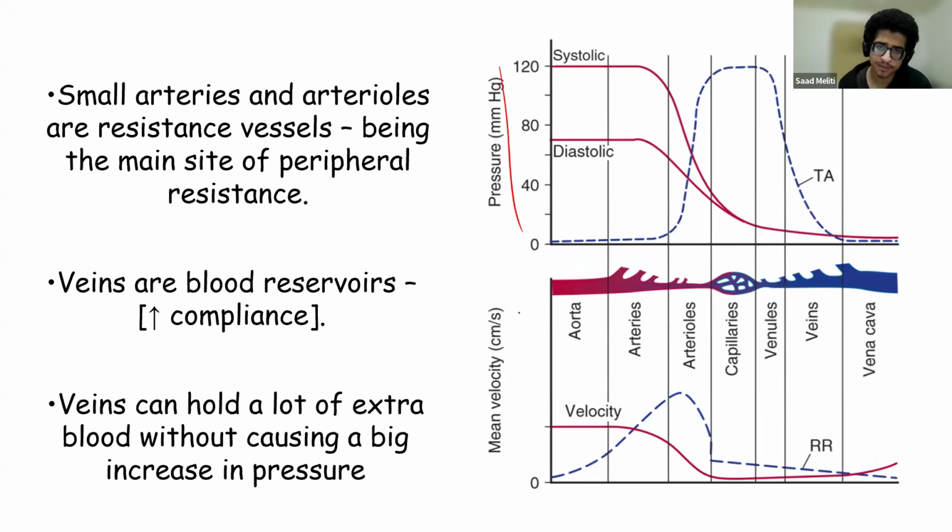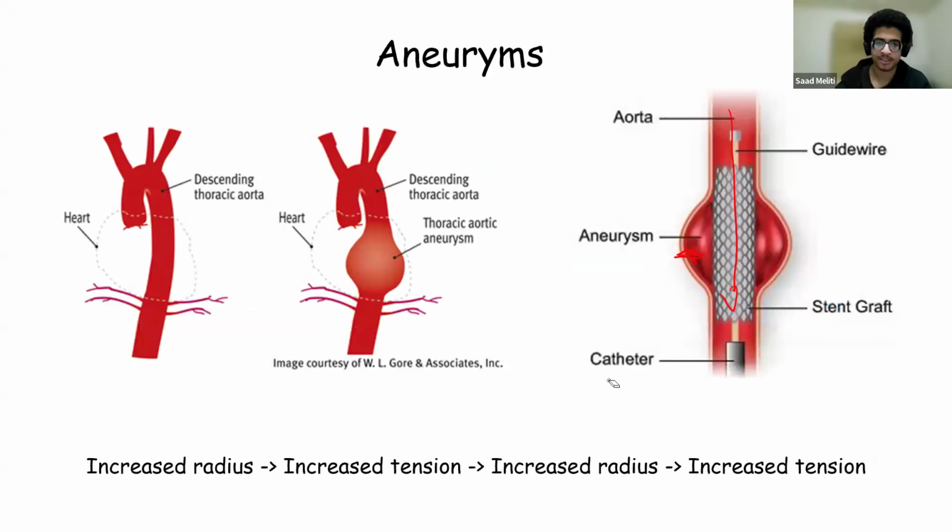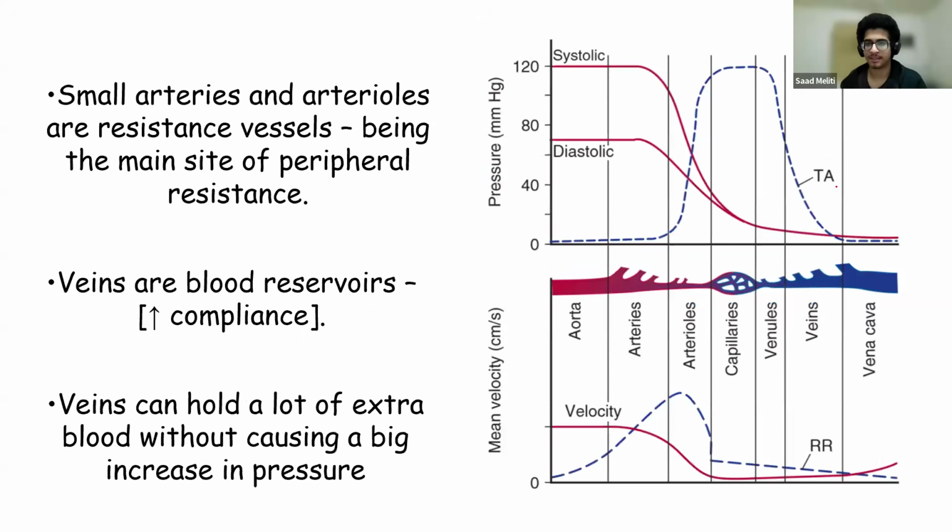Now here, these two graphs, I just explained them here. It's the same exact thing. The only thing that's different here is that the total surface area, you can see that it increases all the way in the capillaries. But like we said before, the total cross-sectional area is the highest in the capillaries. Okay, it decreases once we leave the capillaries. That's it.